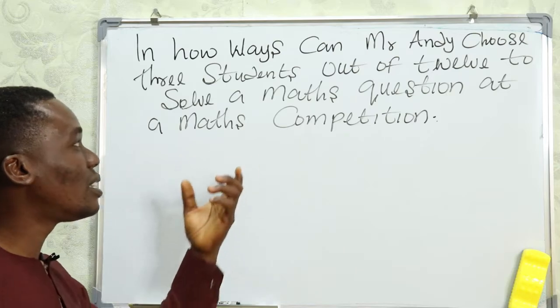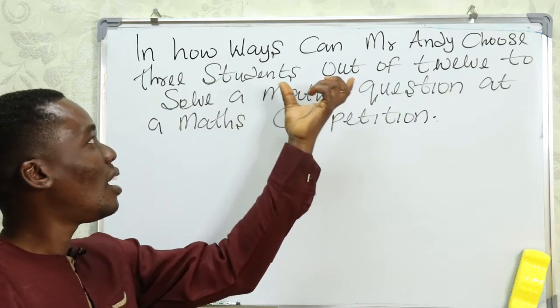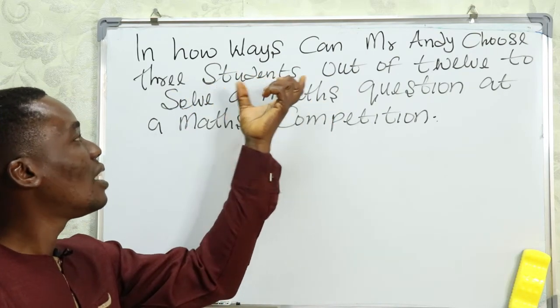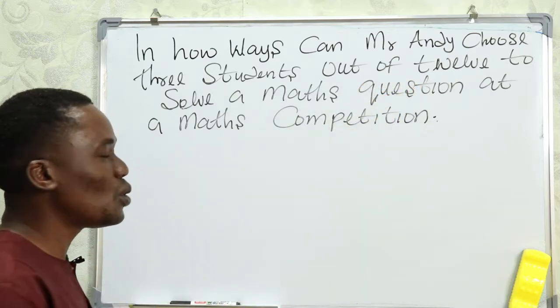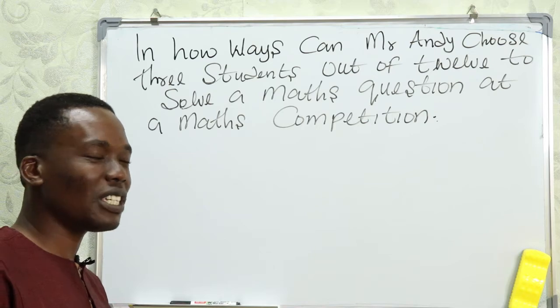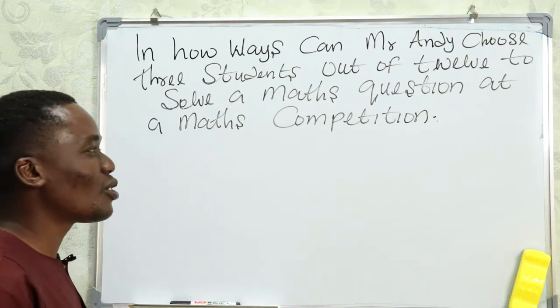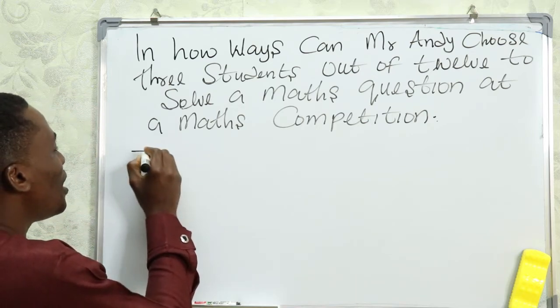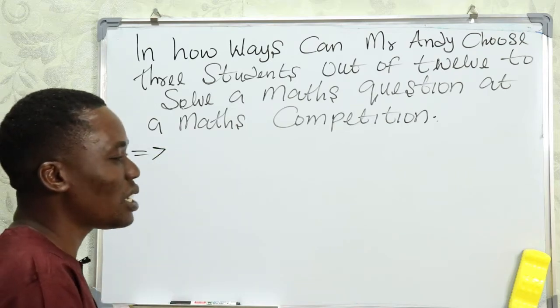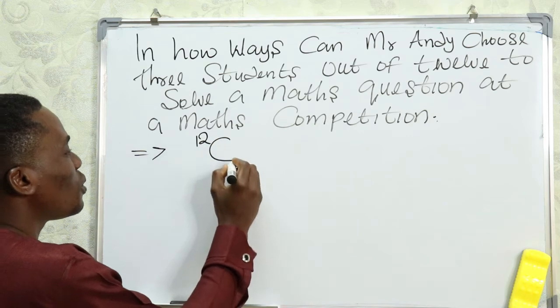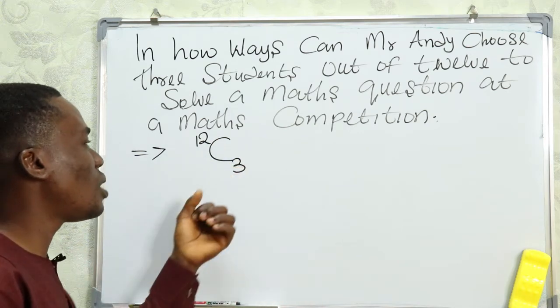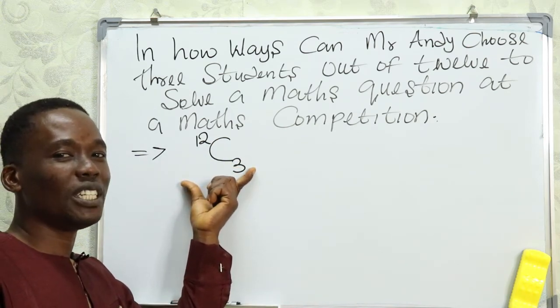We have 3 students out of 12, so we have the way of choosing. How can we go about choosing these 3 students out of 12? Now, the way of choosing these 3 children out of 12 is 12 students choosing from 3, 12 combination 3.